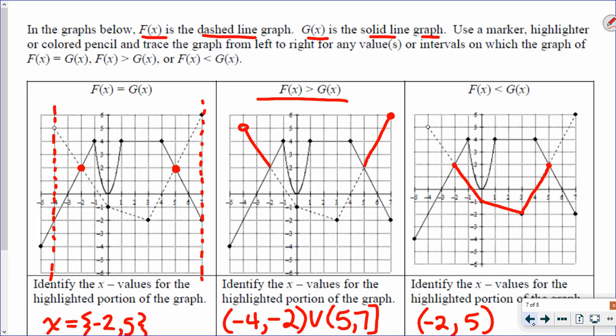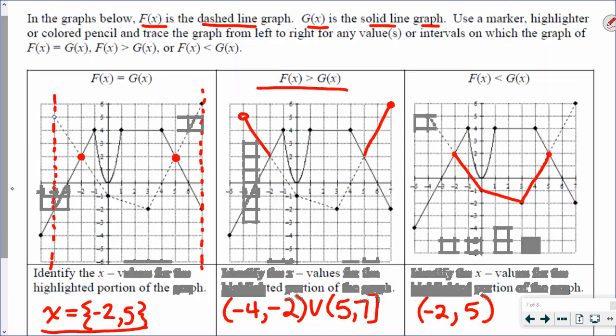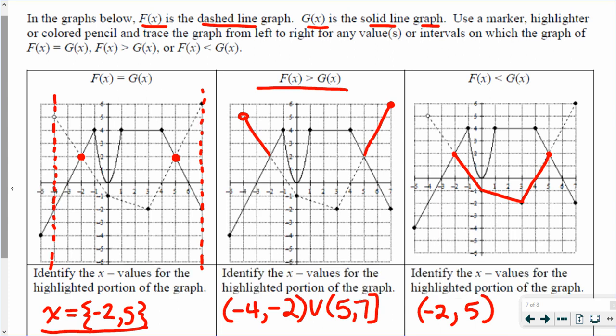All right, you guys, so we will stop there with interpreting graphs. I know that was probably quite a bit of information. You can probably see why I put this into 2 separate videos.